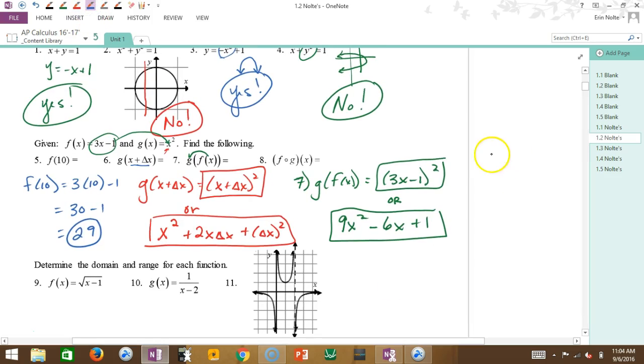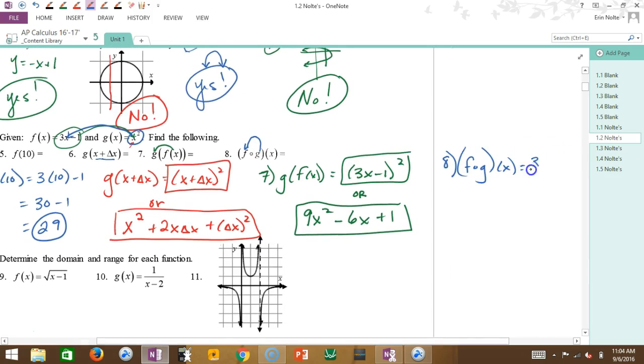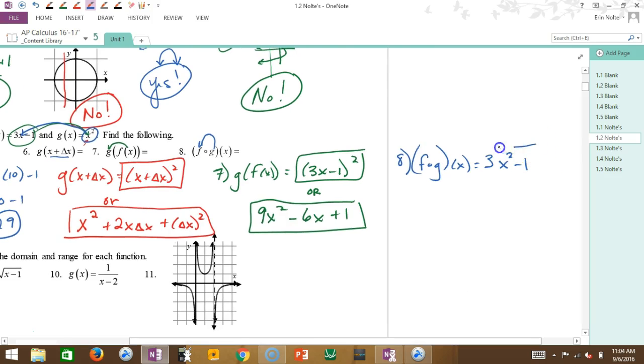Okay, and number 8, another composition. So we got f of g, so remember that the second one goes into the first, just like the previous, so we're going to plug the g piece into the x of our f, so we're going the other way. So our notation is f of g of x is equal to, we're plugging this in, so we're going to have 3 times x squared minus 1. And there's nothing we can do to simplify that piece, so we're going to call that quits there.